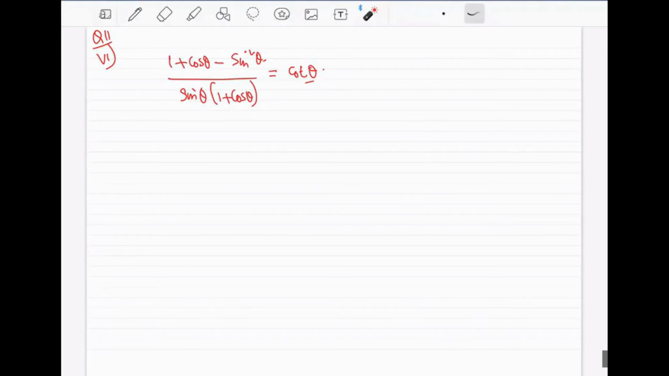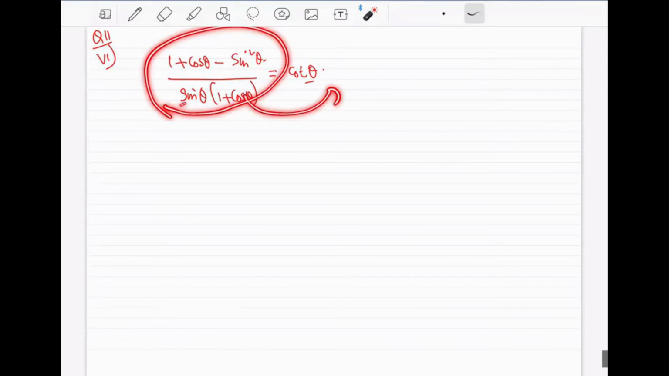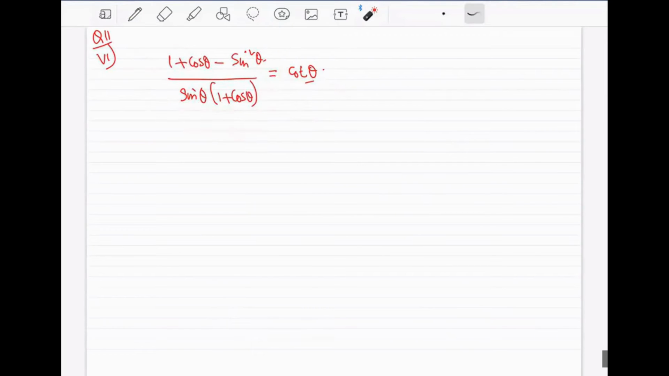The way we are supposed to do it is we start from the side that looks bigger and make it into the shorter one. Look at the big side. If it's on the right hand side or left hand side, which one is bigger, just look at it, and then you try to obtain the smaller side. Obviously the right side is smaller, right? So let's start from the left hand side. Left hand side is equal to (1 plus cos theta minus sine square theta) by (sine theta times (1 plus cos theta)).